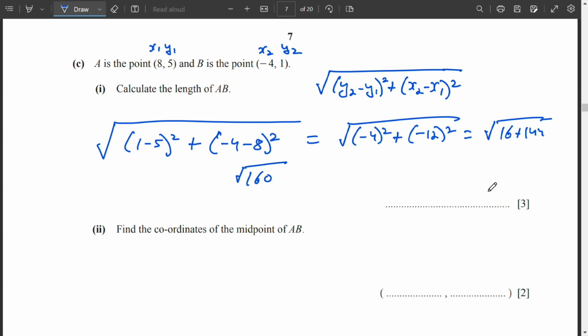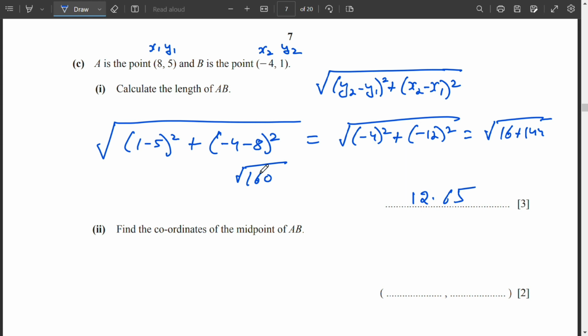So now here we can use calculator. So under root of 160 will give you 12.649 something. So rounding it off, you will get 12.65. So that is the length of this line. Okay. Find the coordinates of midpoint of AB.